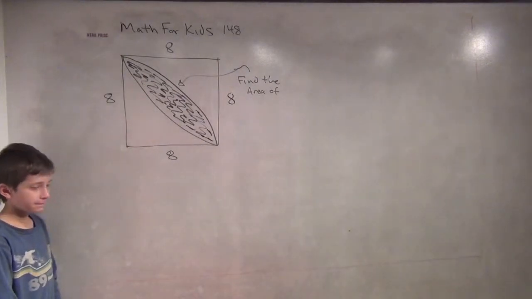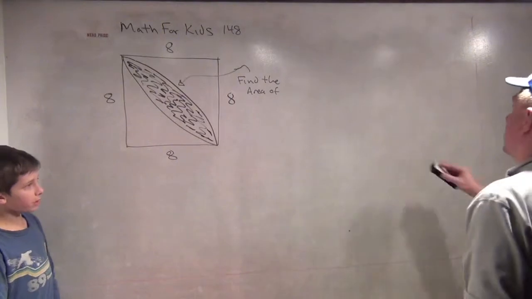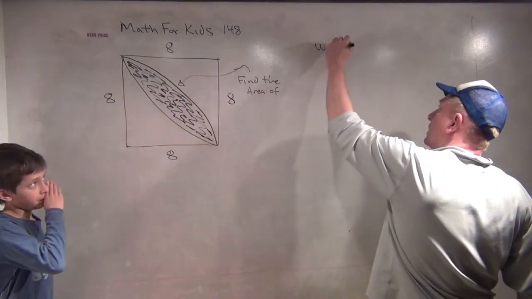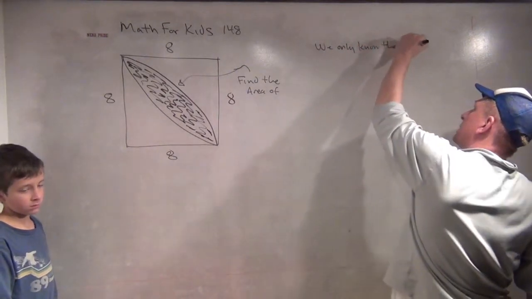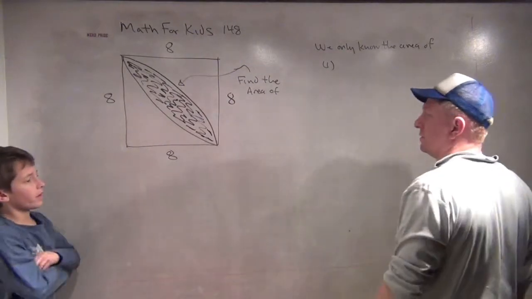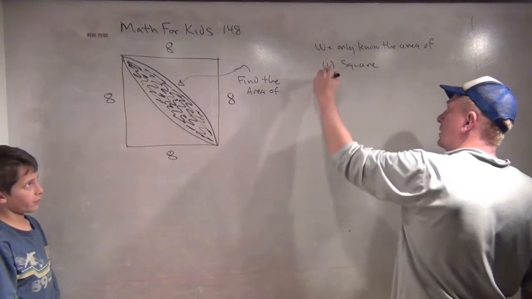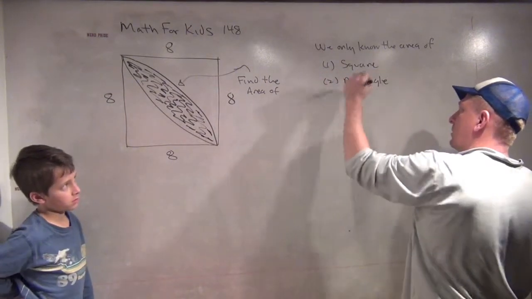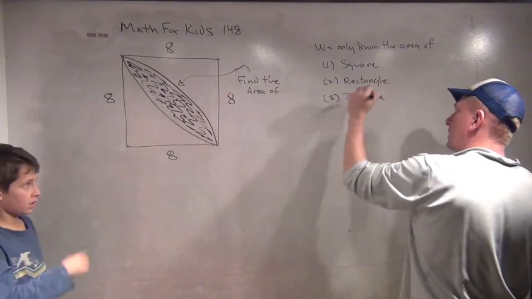Pretty tricky, okay? Why is this a tricky problem? Well, because we only know the area of a few things. What do we know the area of? We know the area of a square, a rectangle, a triangle, and a circle.